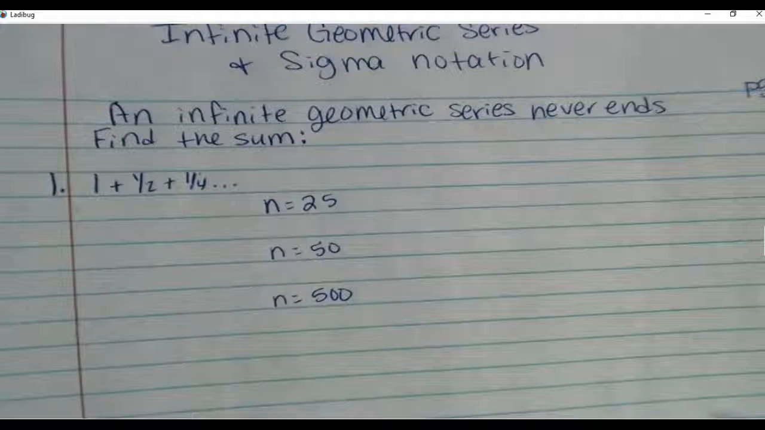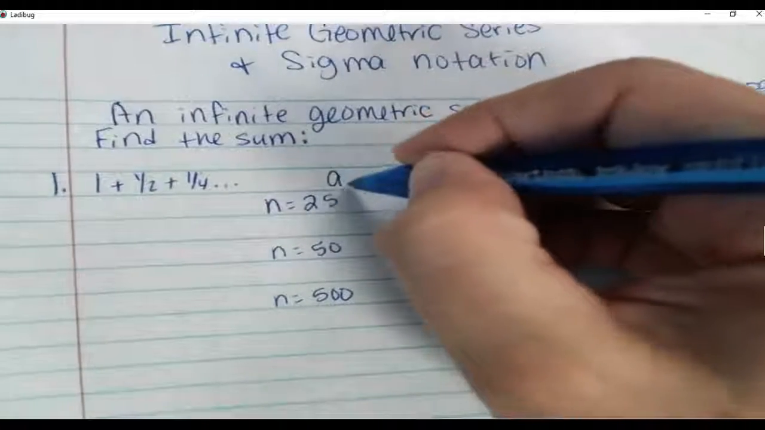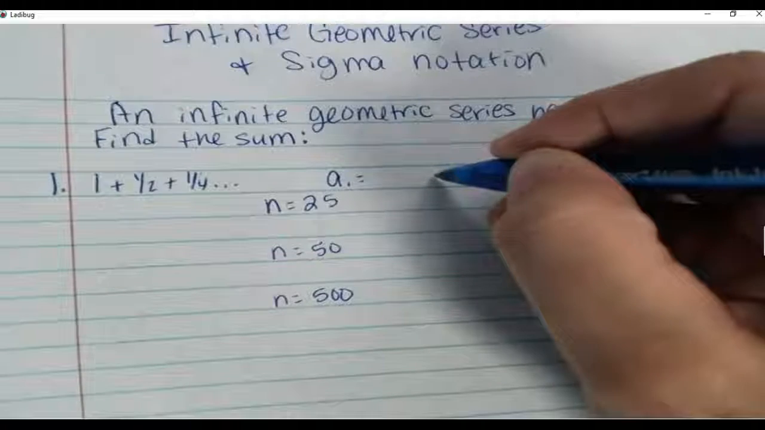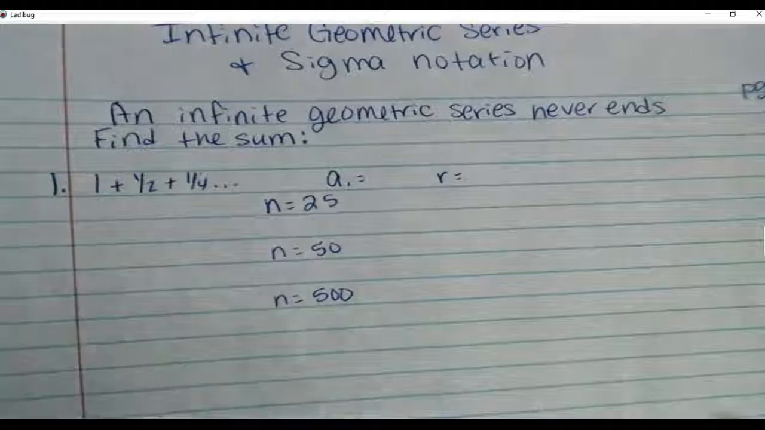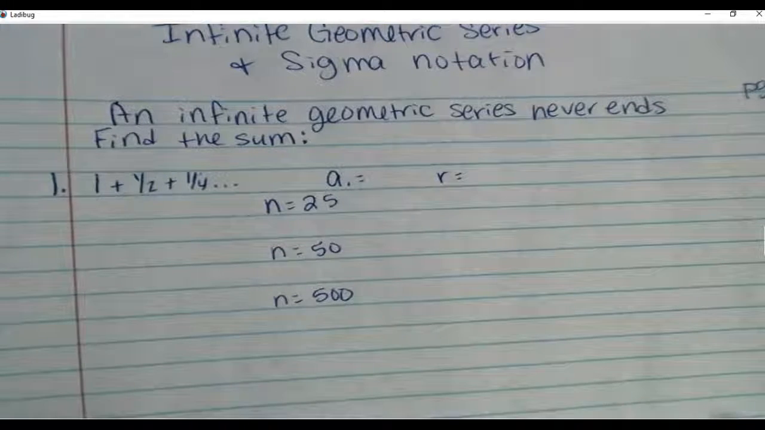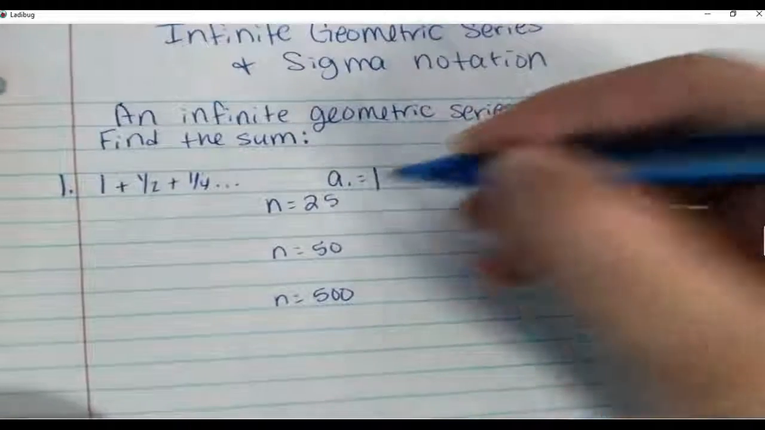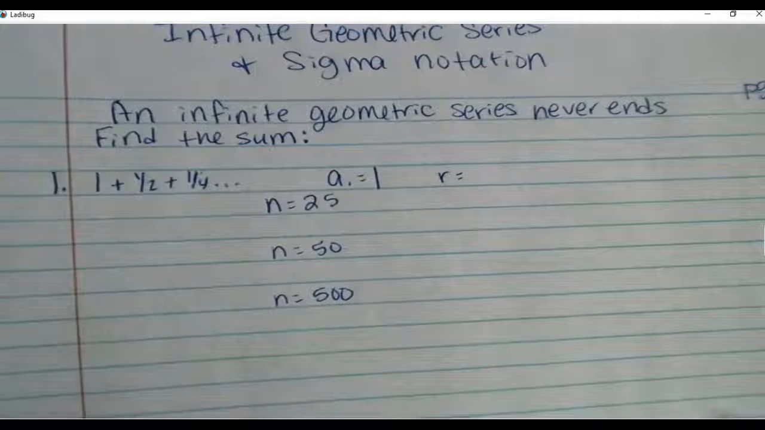And so in our formula from yesterday, we still need 3 things. We need an n, which it tells us. We also need a1, and we also need r. So what is my a1? 1. Good. What is my r? What's it multiplied by each time? Good. 1/2.